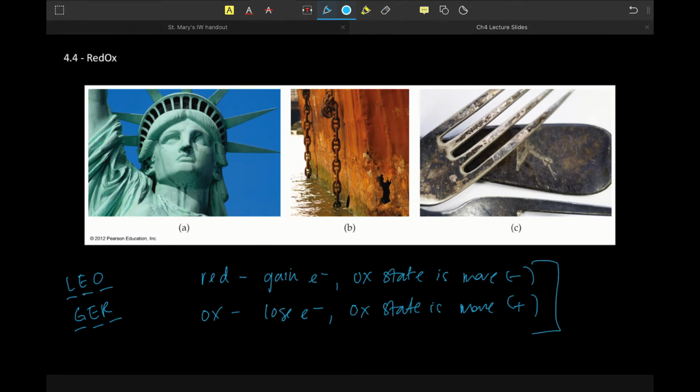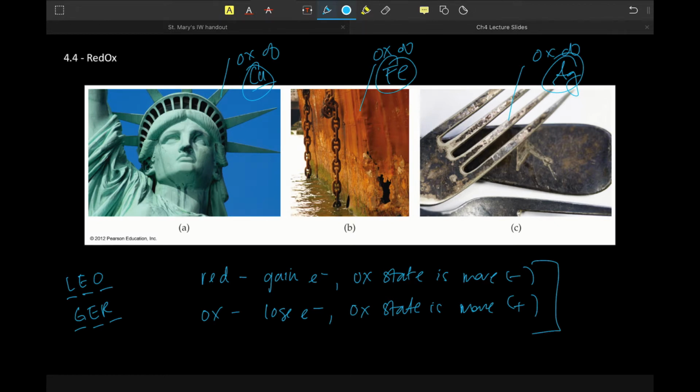Okay, and then your book gives you some examples. Here we have the oxidation of copper, the oxidation of mostly iron, and the oxidation of silver. When we think about the oxidation of all of these, note that we are starting from the actual metal itself, the pure metal, which has an oxidation state of 0. Things in their elemental states have oxidation states of 0.